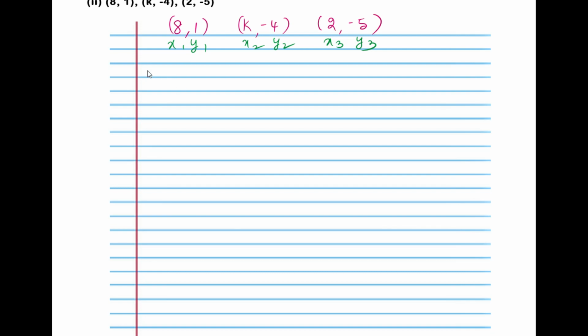Now what is the given condition? If points are collinear, then area of triangle equals 0. Students, in the exam, write this condition, you will get half marks.